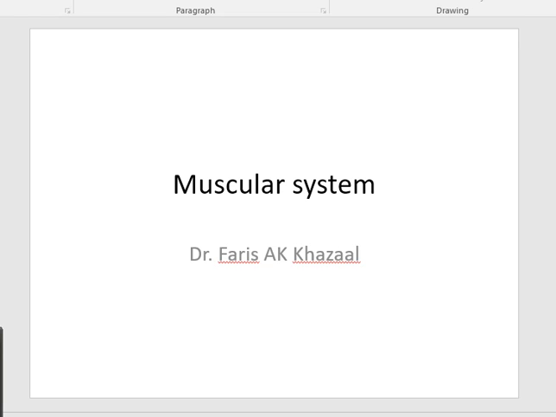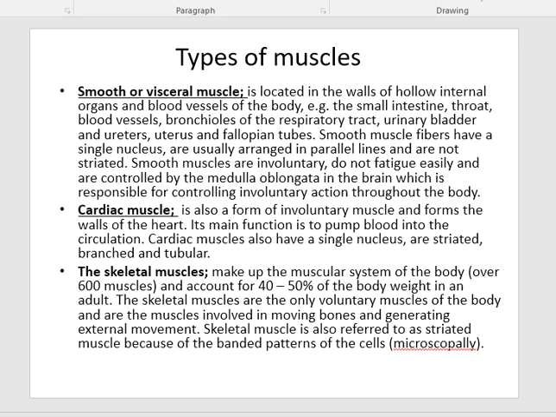The muscular system physiology. Types of muscle موجودة بالbody, either smooth or visceral muscles, or cardiac muscle, or skeletal muscle. The smooth or visceral muscles is located in the wall of hollow internal organs and blood vessels of the body.